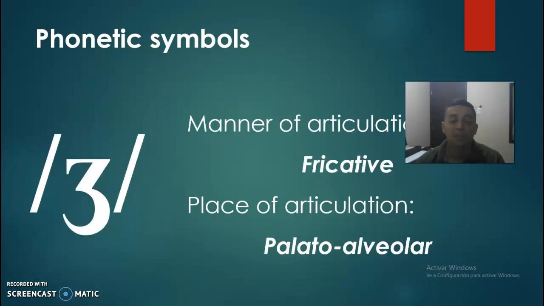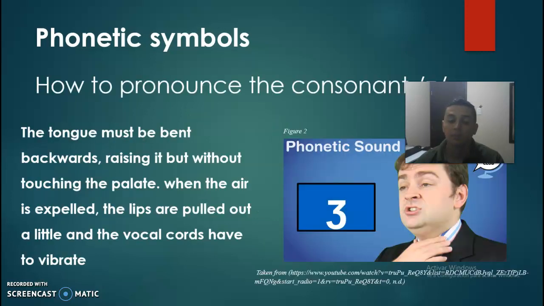The next sound, ʒ. Manner of articulation is fricative, and place of articulation is alveolar. How to pronounce the consonant ʒ? The tongue must be bent backwards, raising it back without touching the palate. When the air is expelled, the lips are pulled out a little and the vocal cords have to vibrate.